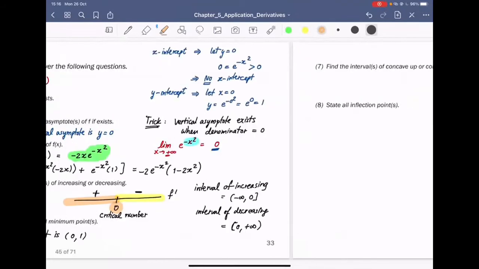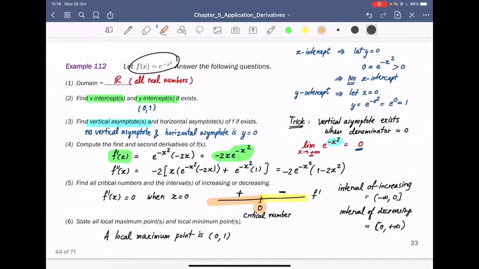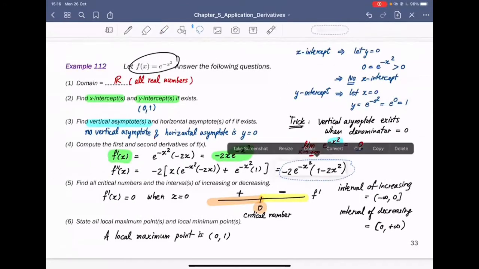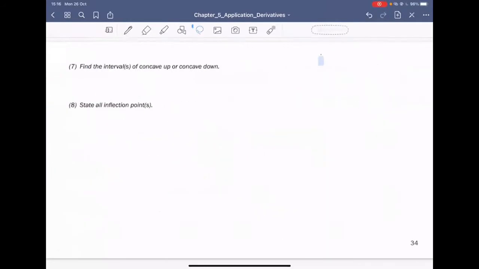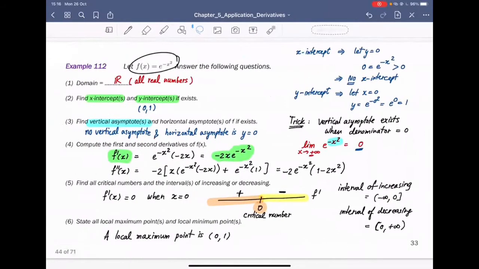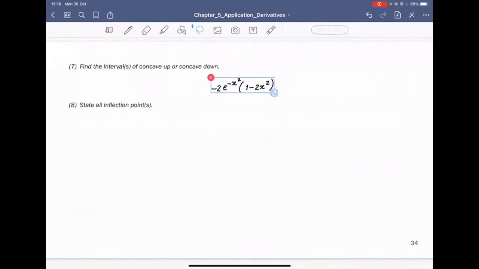Next, we are going to look at the interval of concave up and concave down. So I'm going to copy my second derivative here to the next page. Okay, I need to redo it again. One second. So I'm going to copy this. All right, so this is my second derivative.